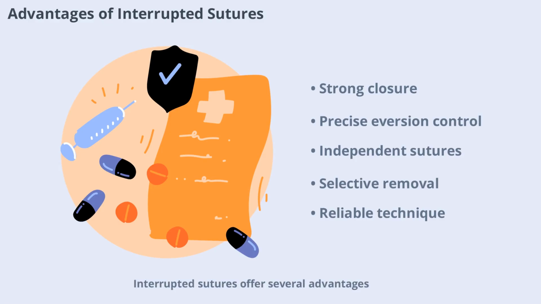Interrupted sutures offer several advantages. They provide strong wound closure, allow for precise control of wound eversion, and each suture is independent. This means that if one suture loosens or becomes infected, the others will still hold the wound together. Additionally, individual sutures can be removed selectively, which is especially useful in cases of localized infection. These features make interrupted sutures a reliable choice for many surgical situations.